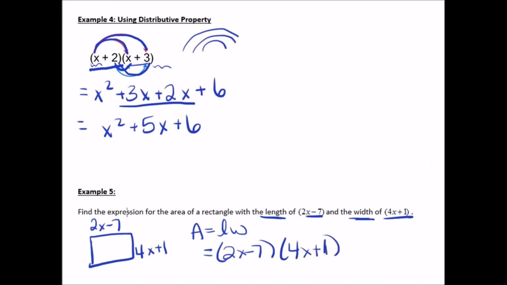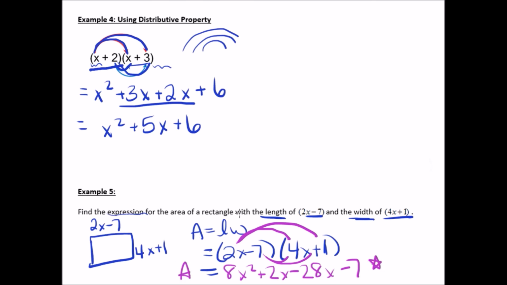Now, we want to find an expression. This is our factored form of the expression, but in a question like this, because we're trying to expand, we're going to find the expanded expression. So let's do 2x times 4x and then 2x times 1. So we get 8x squared plus 2x. Now, negative 7 times 4x is negative 28x, and negative 7 times 1 is negative 7. So this right here is the expression for the area of the rectangle with this length and this width.